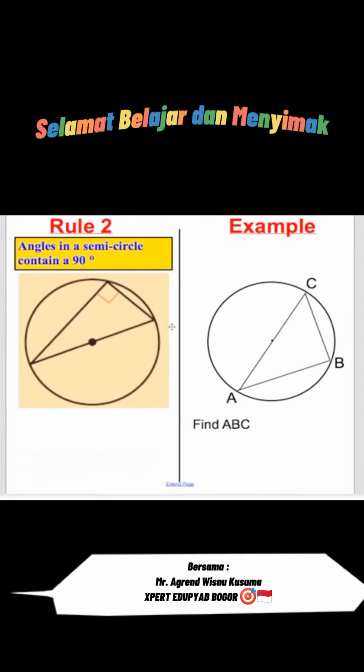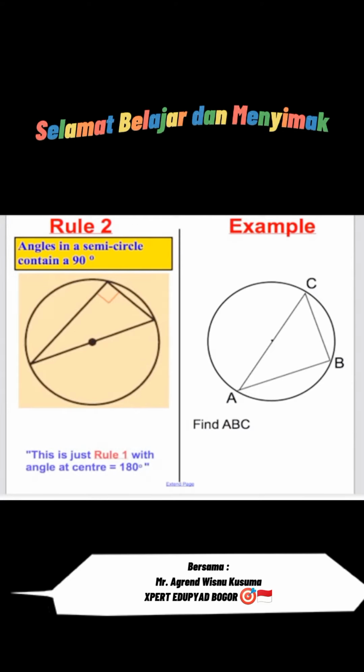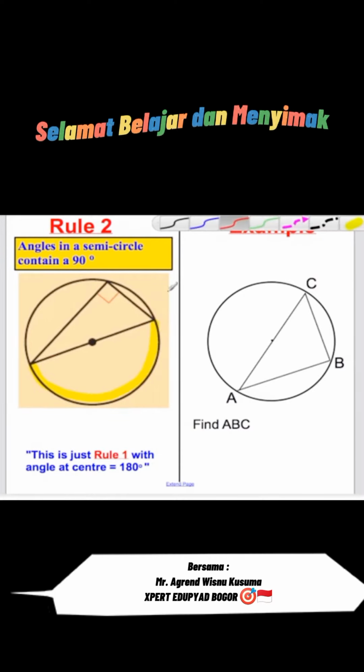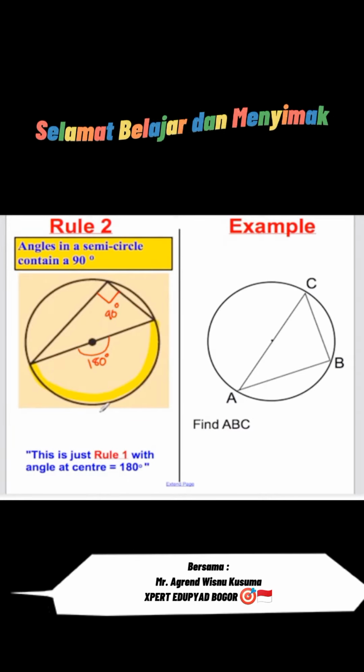Now, this actually is just rule 1 again, because remember we said in rule 1, if you take an arc and you look at the angle at the center, here it's a straight line, so it's 180 degrees. Angle at center, double angle at edge, therefore this angle here must be 90, which is half of that. So really, this is just a special case of rule 1, but it's one you've got to quote in the exam. Easy way of writing it: angles in the semicircle contain a 90 degree at the circumference.